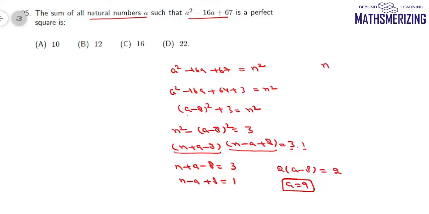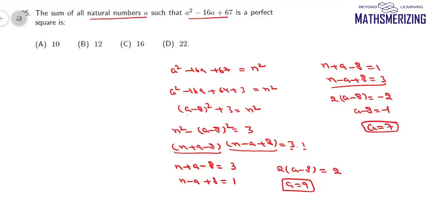Now the other case, when n plus A minus 8 is 1 and n minus A plus 8 is 3. If I subtract again, I'll get 2 times A minus 8 is equal to minus 2. A minus 8 is equal to minus 1, so the value of A is 7. So we are getting two values of A: either A can be 9 or A can be 7. So the sum of all natural numbers A will be 7 plus 9, which is 16, and that's your option number C.